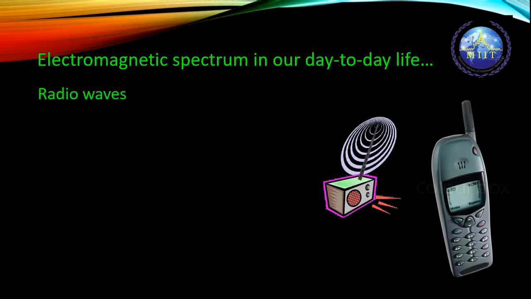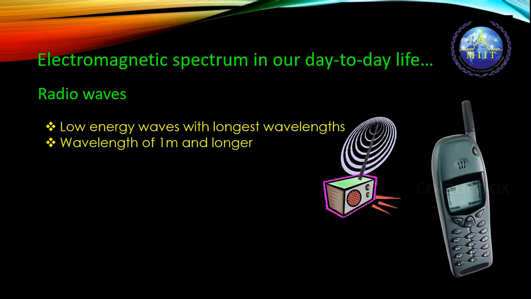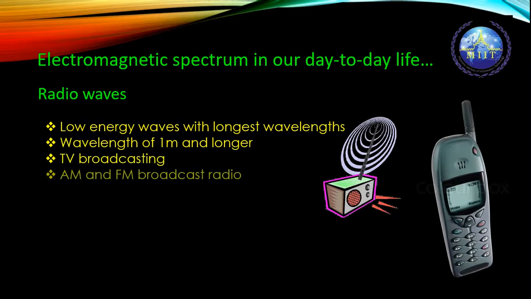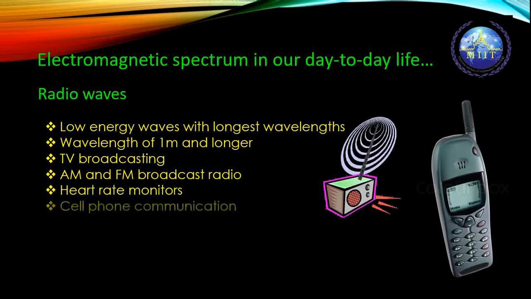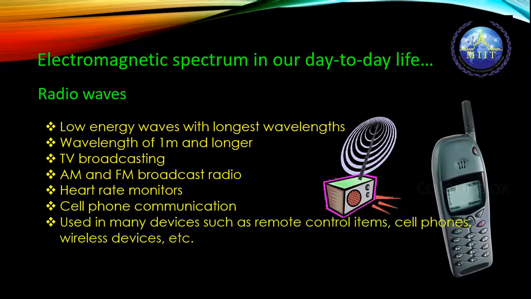High frequency waves have high energy, low frequency waves have low energy. Electromagnetic spectrum in our daily life: radio waves are long, low energy waves with the longest wavelength, a wavelength of 1 meter and longer. Uses include TV broadcast, AM and FM broadcast radio, radar, cell phone communication. Used in many devices: remote control items, cell phones, wireless devices, etc.